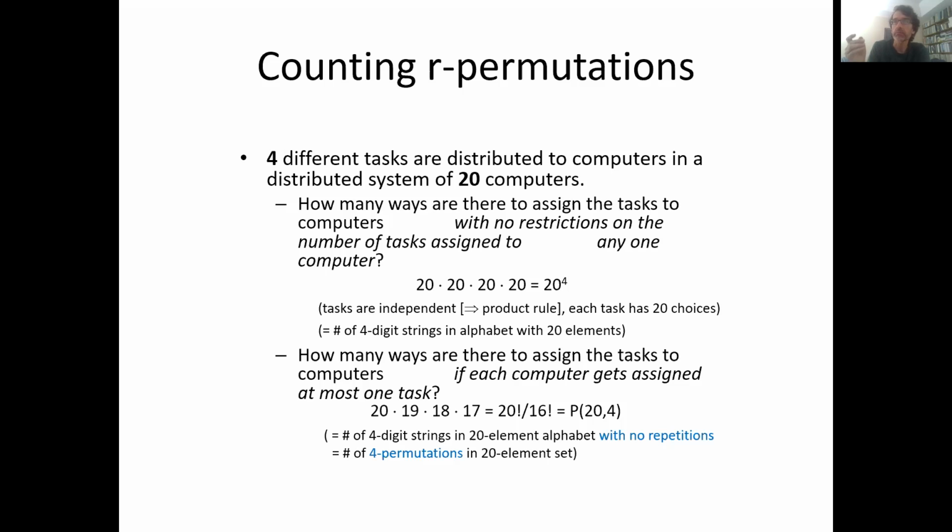That's it, right? Without this constraint, you have 20 to the 4th strings you can form, and here you have fewer. It's 20 factorial over 16 factorial. It's less, right? Because you can see that these numbers are strictly smaller than these ones, right?